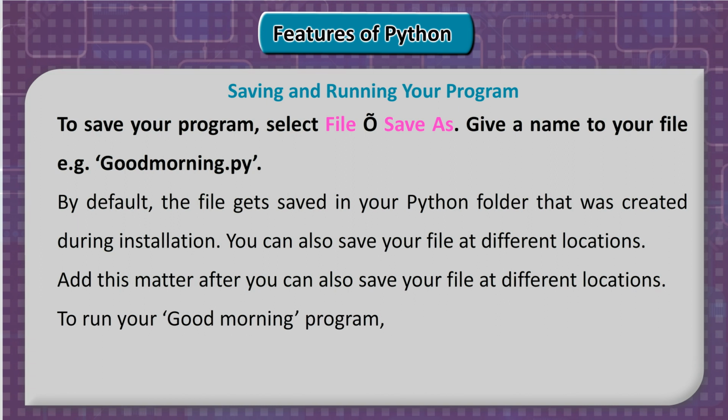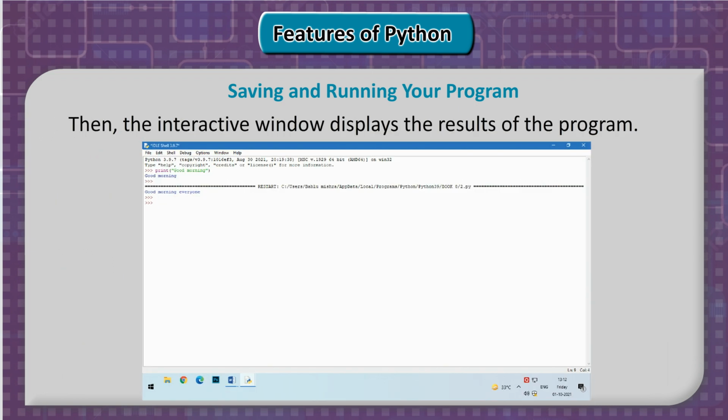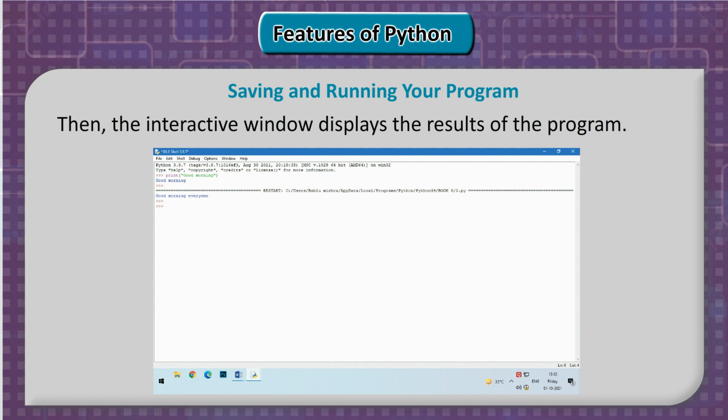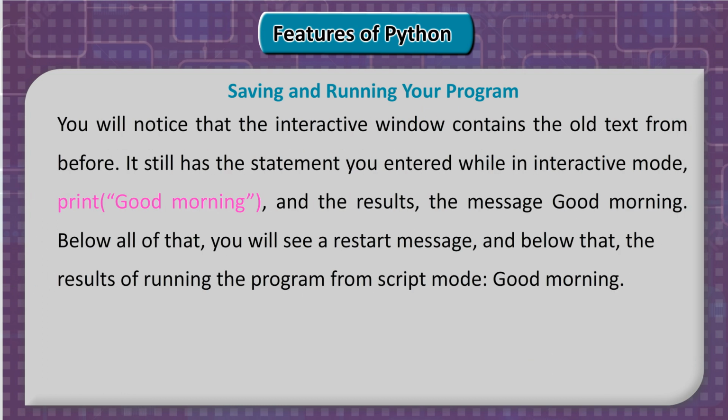To run your Good Morning program: 1. Click on the Run menu. 2. Select the Run Module option. Then, the interactive window displays the results of the program. You will notice that the interactive window contains the old text from before. It still has the statement you entered while in interactive mode, print Good Morning, and the results, the message Good Morning. Below all of that, you will see a restart message, and below that, the results of running the program from script mode, Good Morning.